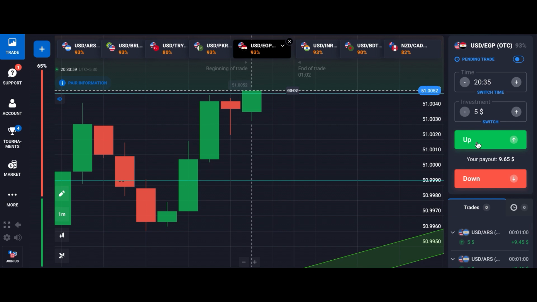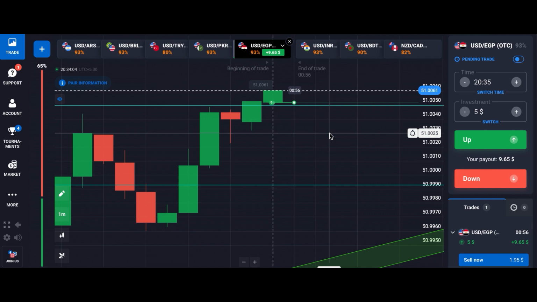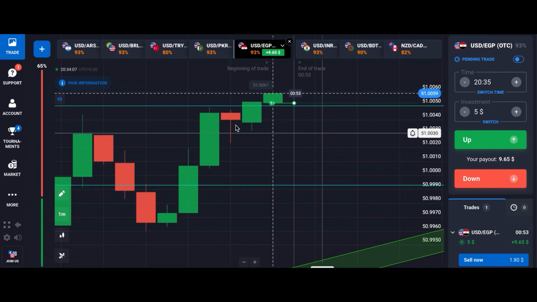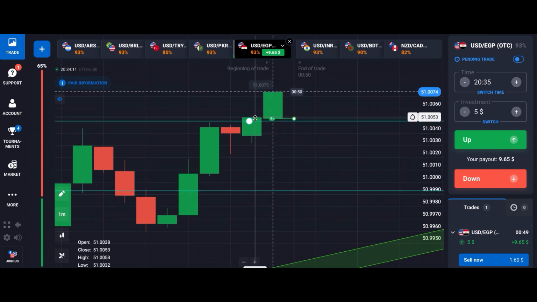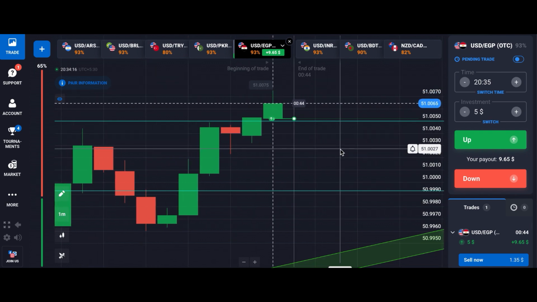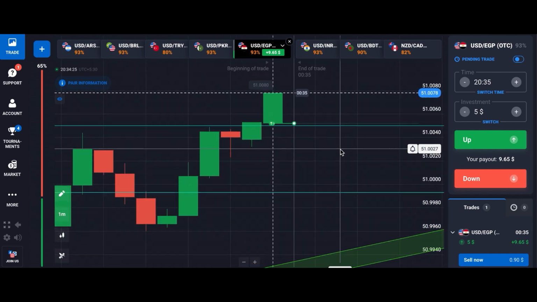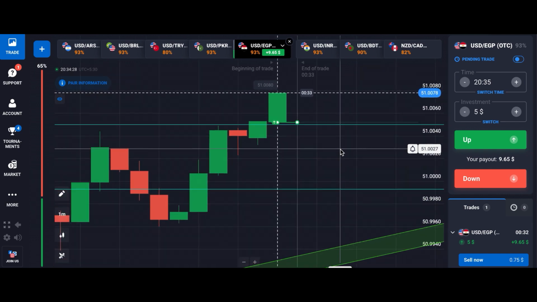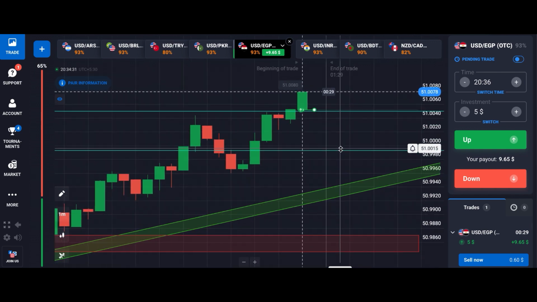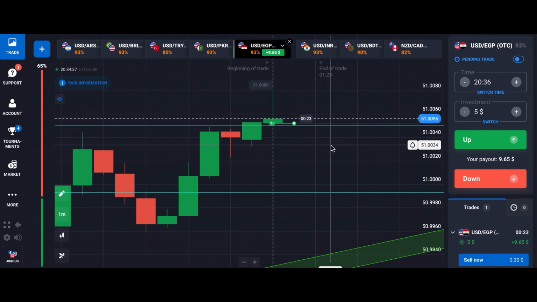Okay, this market has broken that level. So I took the up trade for 1 minute. The level has been broken by this candle. So that's why I took the up trade for the next 1 minute. Okay, as you can see, the market is pumping. A huge green candle is being created. So this should be a short trade too. So now let's see what the result of this trade should be.